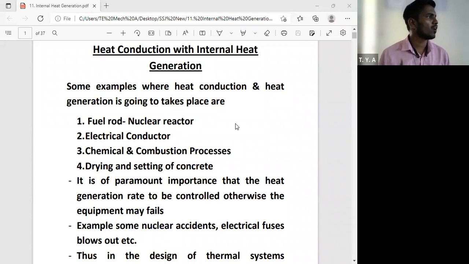So what is the meaning of this internal heat generation? Up till now we have considered that there is no internal heat generation, that is, QG is equal to 0. Now we have to consider that QG has some value, meaning some internal heat generation will be there. So we have to consider that factor.